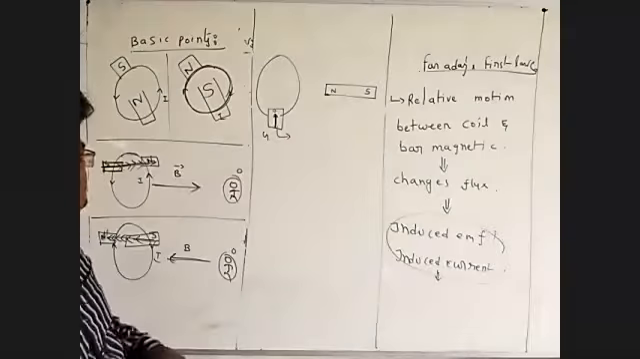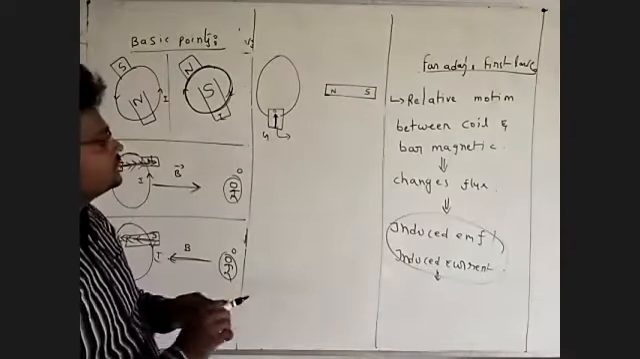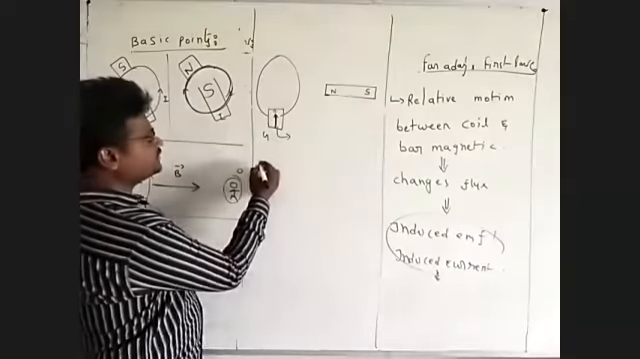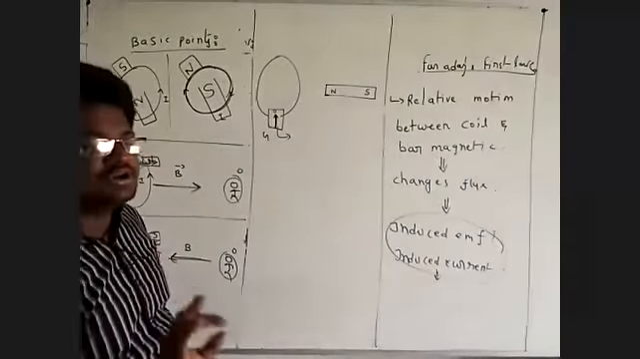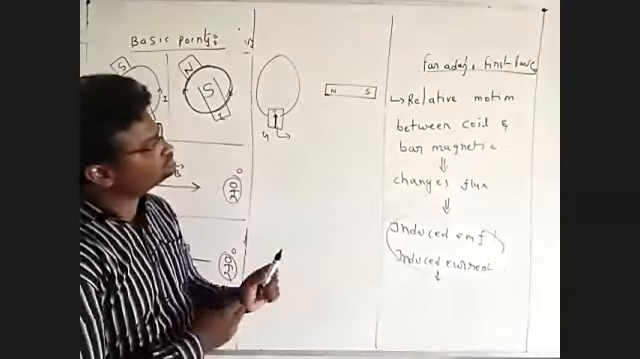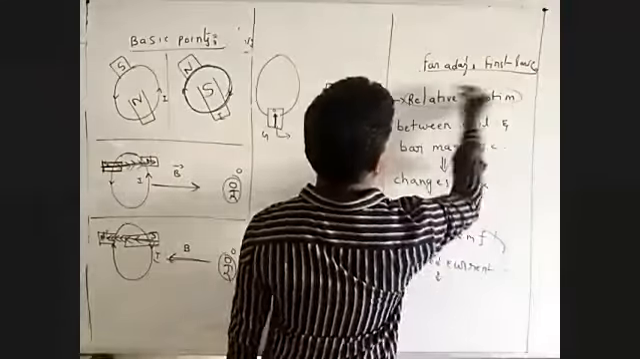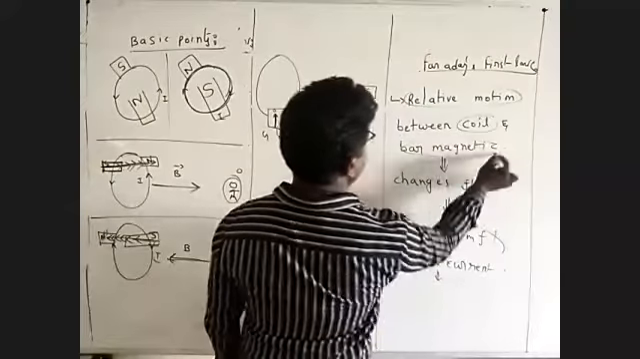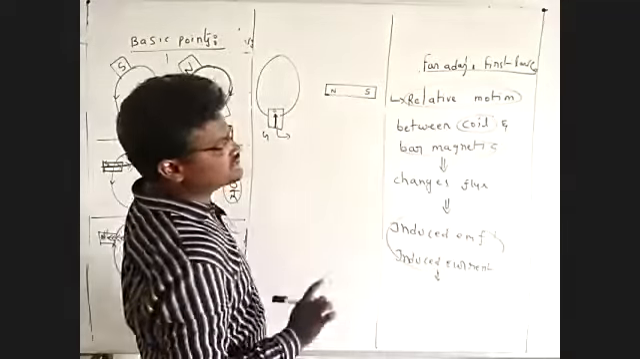So what is the definition of Faraday's first law? Whenever there are changing magnetic flux lines. So the first point is relative motion between the coil and the bar magnet. What is the meaning of relative motion between the coil and the bar magnet?